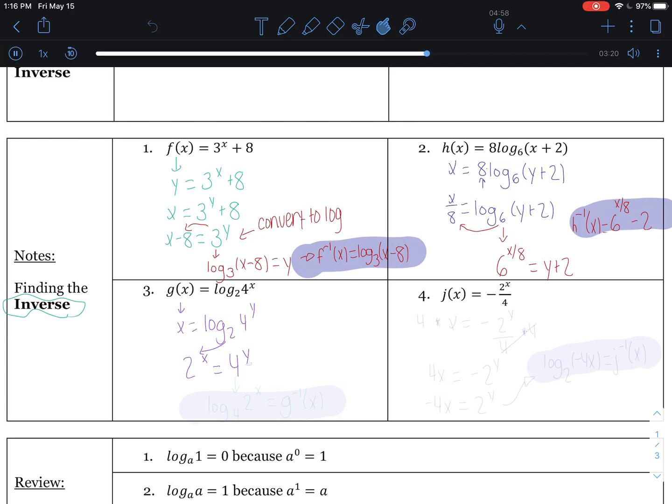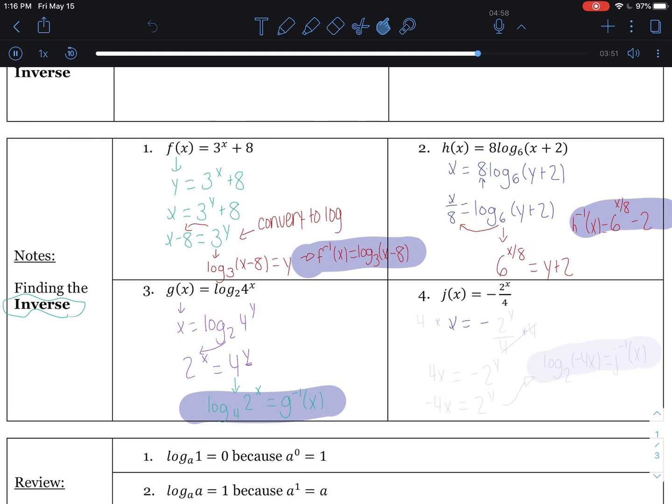Now this is still an issue. I still have a y in the exponent. So actually, this is going to be a double conversion problem. I'm going to convert again. Base of the exponent becomes the base of the log. Log base 4 of 2 to the x is equal to y, or in this case, g inverse of x. Okay, so that one was kind of interesting. We had to convert twice. All right, one more.